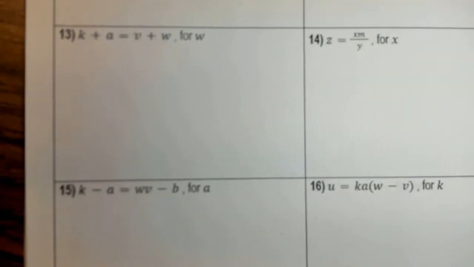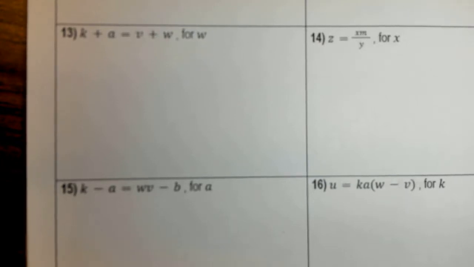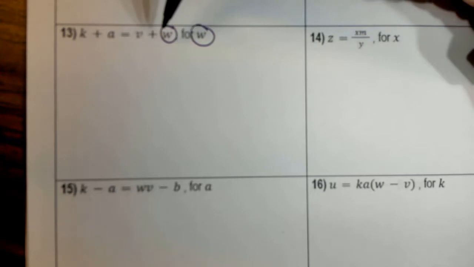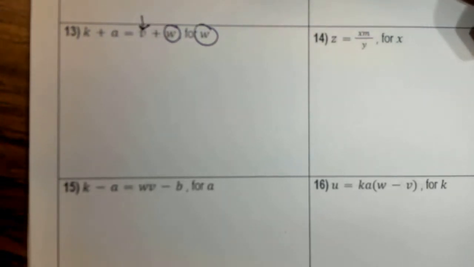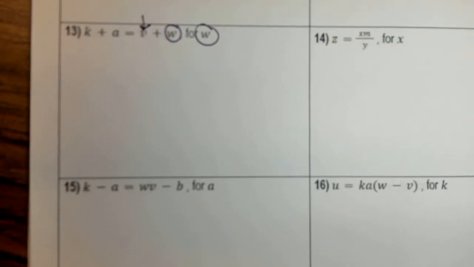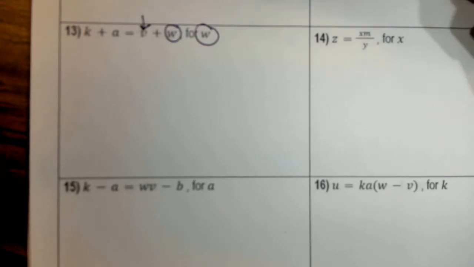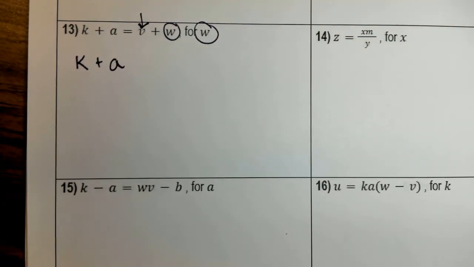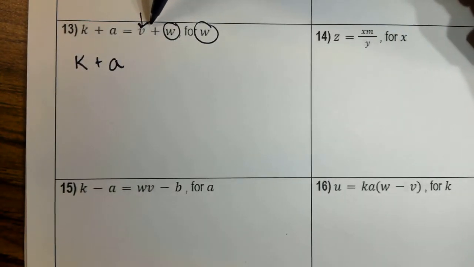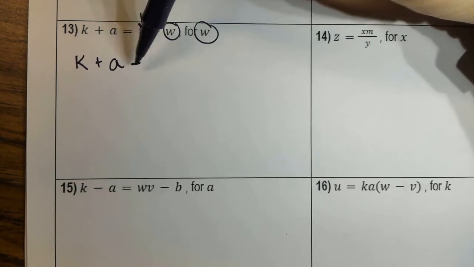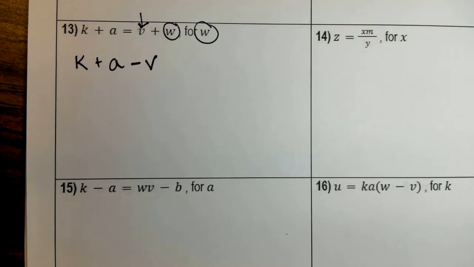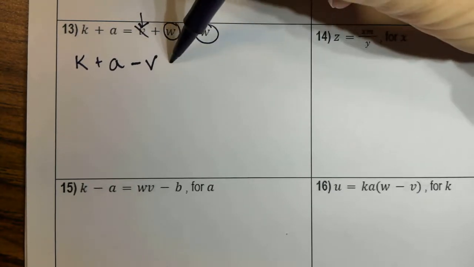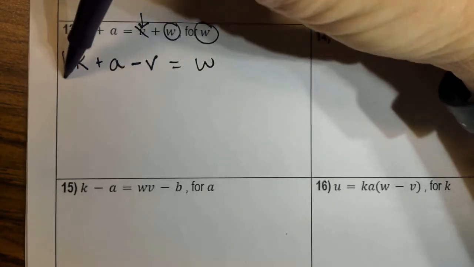Number 13. It's out of focus, 13. Okay, I want W. Here's W. So if I want W, all I have to do is get rid of V. So this is kind of like the one we just had. I'm going to start with the other side. So I have K plus A, right? Now, instead of plus V or positive V, I'm just going to write negative V or minus V, same thing. Okay, so V is moved, and all I have left is W. That's my answer.